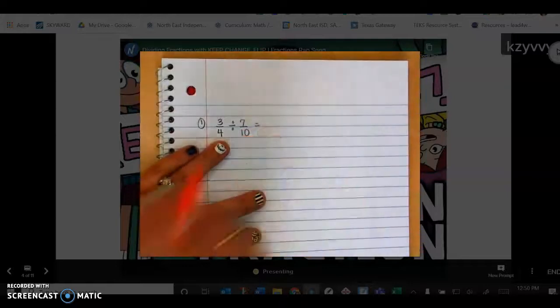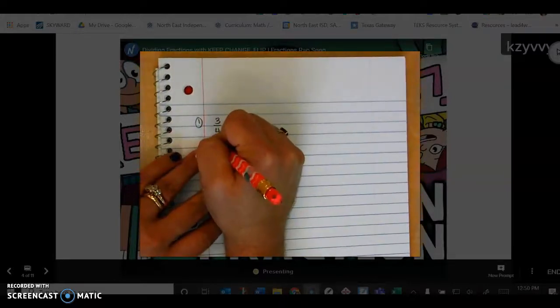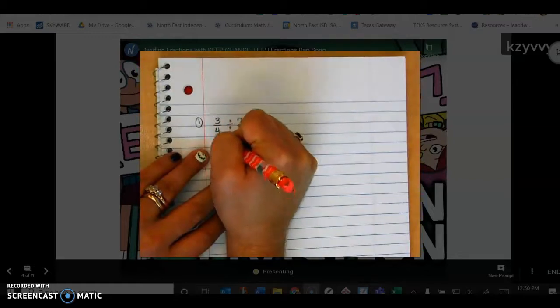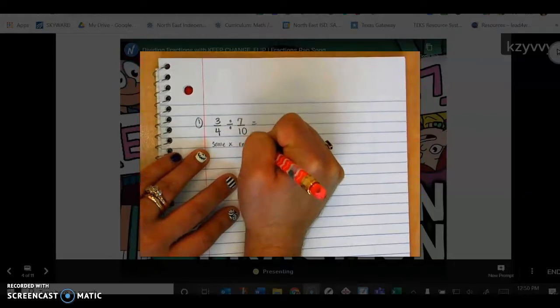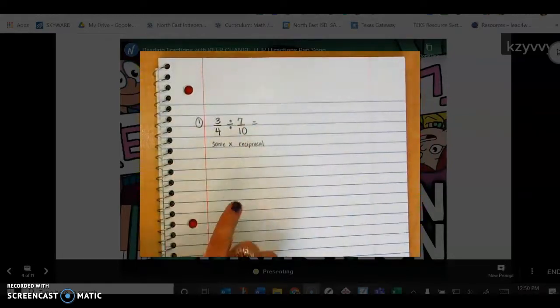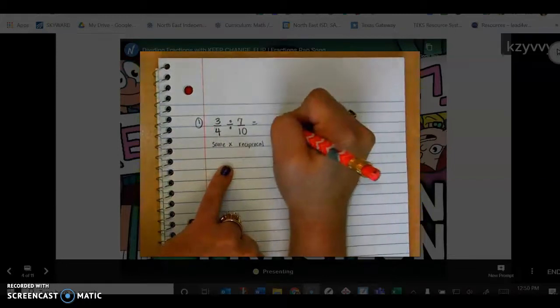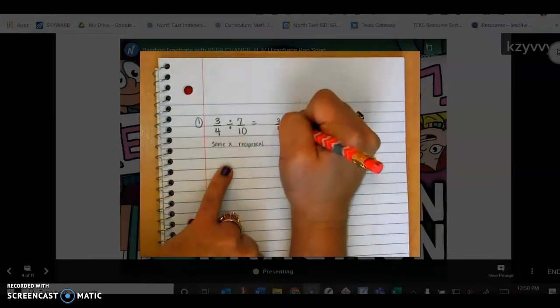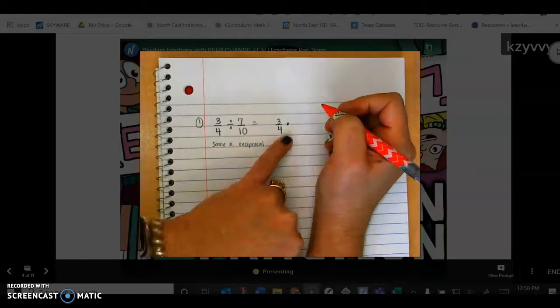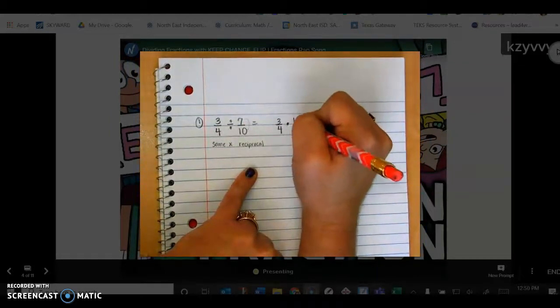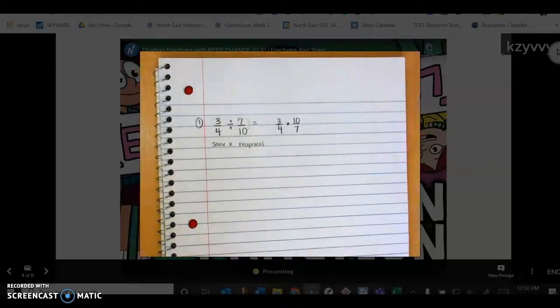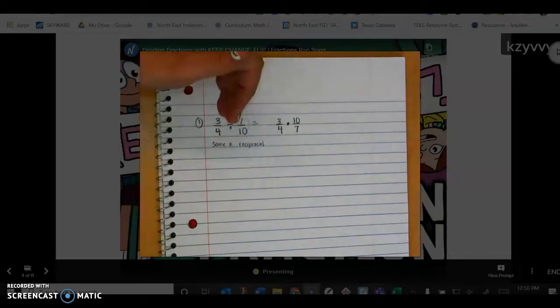I wrote the problem down, and then the next step is to rewrite it and to remember to keep this the same, change this to multiplication, and make this the reciprocal. I don't know that I'm going to write that down every time, but in the beginning, I find it helpful. So I'm going to rewrite this as 3/4 times, and I'm going to try the dot this time. And I'm going to take these and reverse their locations so that it says 10/7. So my second step was to rewrite it in this new format.